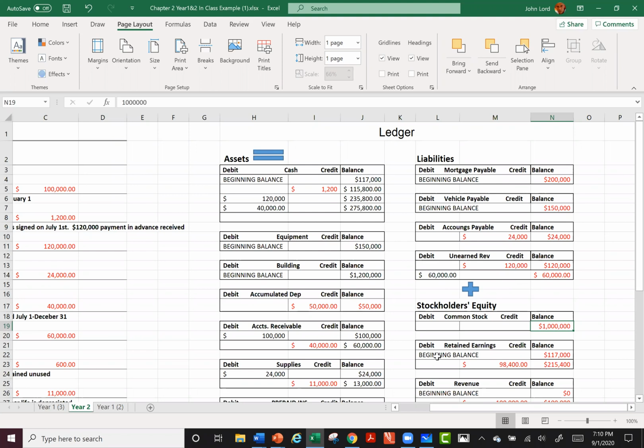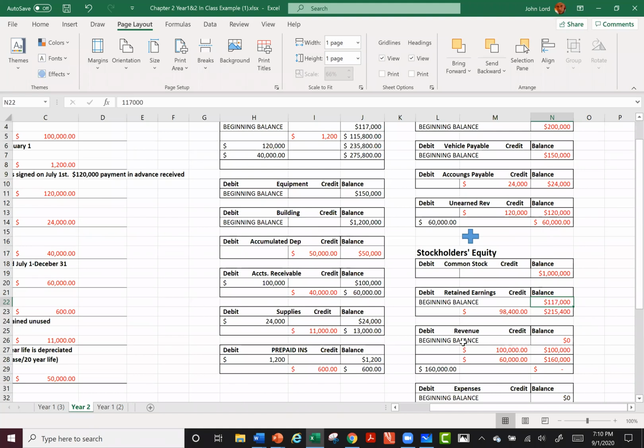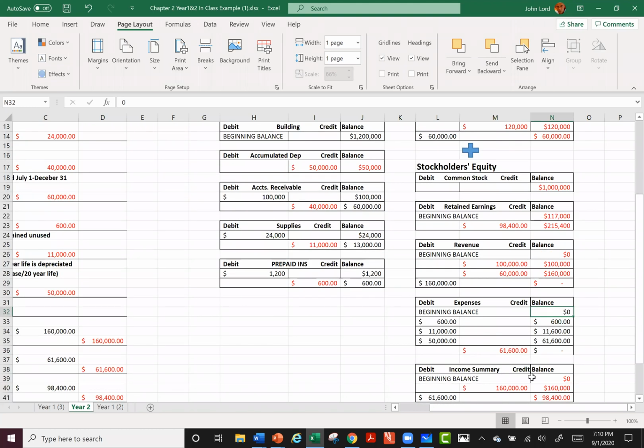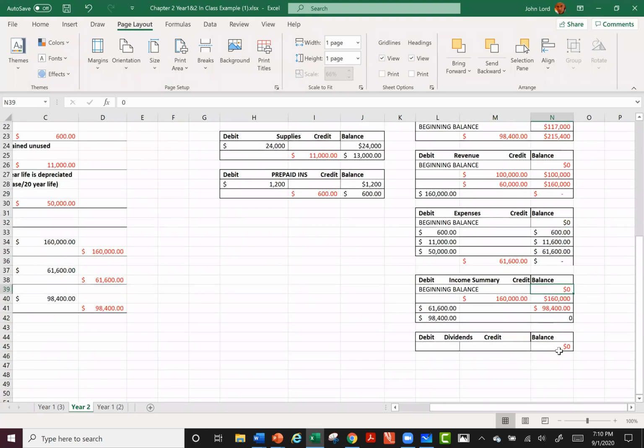And the retained earnings beginning balance, last year's ending balance, is this year's beginning balance. Remember, retained earnings is the record of all my earnings minus dividends over the entire life of the company. So I've got to start with this 117 to start year 2, right? And then I look at my revenue, it starts the year with 0. Expenses start the year with 0. Income summary starts the year with 0. Dividends start the year with 0, right? That's the beginning balance. Okay.